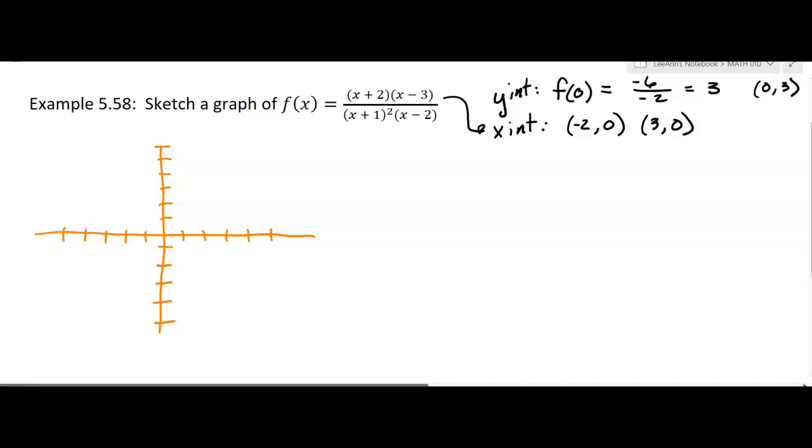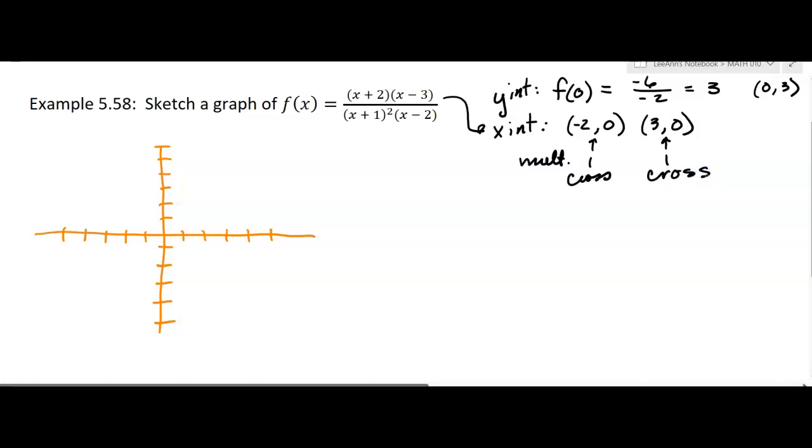Okay, so now we want to talk about the multiplicities at the x-intercepts. So for this one, the multiplicity is 1. That means it's going to cross. And this one has a multiplicity of 1, and so it's going to cross there. I can't write the multiplicities, there's not enough room. So that's helpful for us to know.